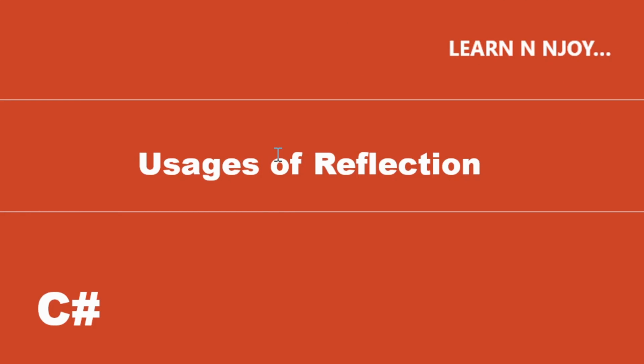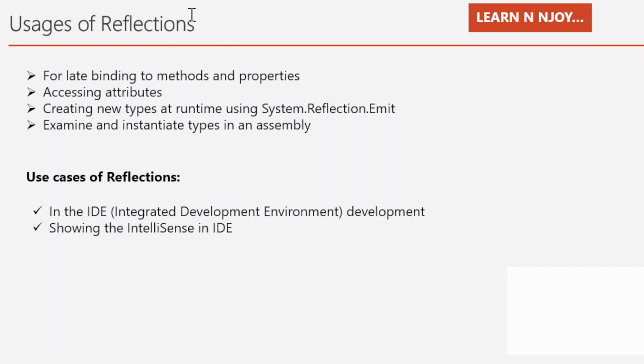Okay, now we will be seeing the uses of reflection. So what are the uses of reflection? If we want to achieve late binding to methods and properties, we can use reflection. If you want to access attributes, we can do that using reflection. Creating new types at runtime using System.Reflection.Emit, right? Let's suppose you want to create classes at runtime, at that time we can use reflection, and the System.Reflection.Emit namespace is able to help us create a new type at runtime.